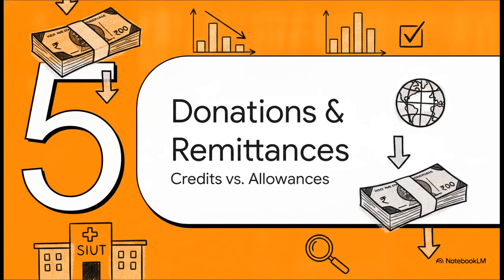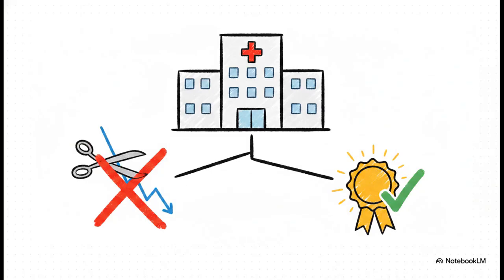Let's look at Section 5, Donations and Remittances, Credits versus Allowances. So our forensic audit definitely wouldn't be complete without examining a couple of massive cash outflows. Now, notice the crucial distinction here between an allowance and a credit. The manager deducted a 60 million rupee donation to the Sindh Institute of Urology and Transplantation, or SIUT, straight from the total income as a deductible allowance.